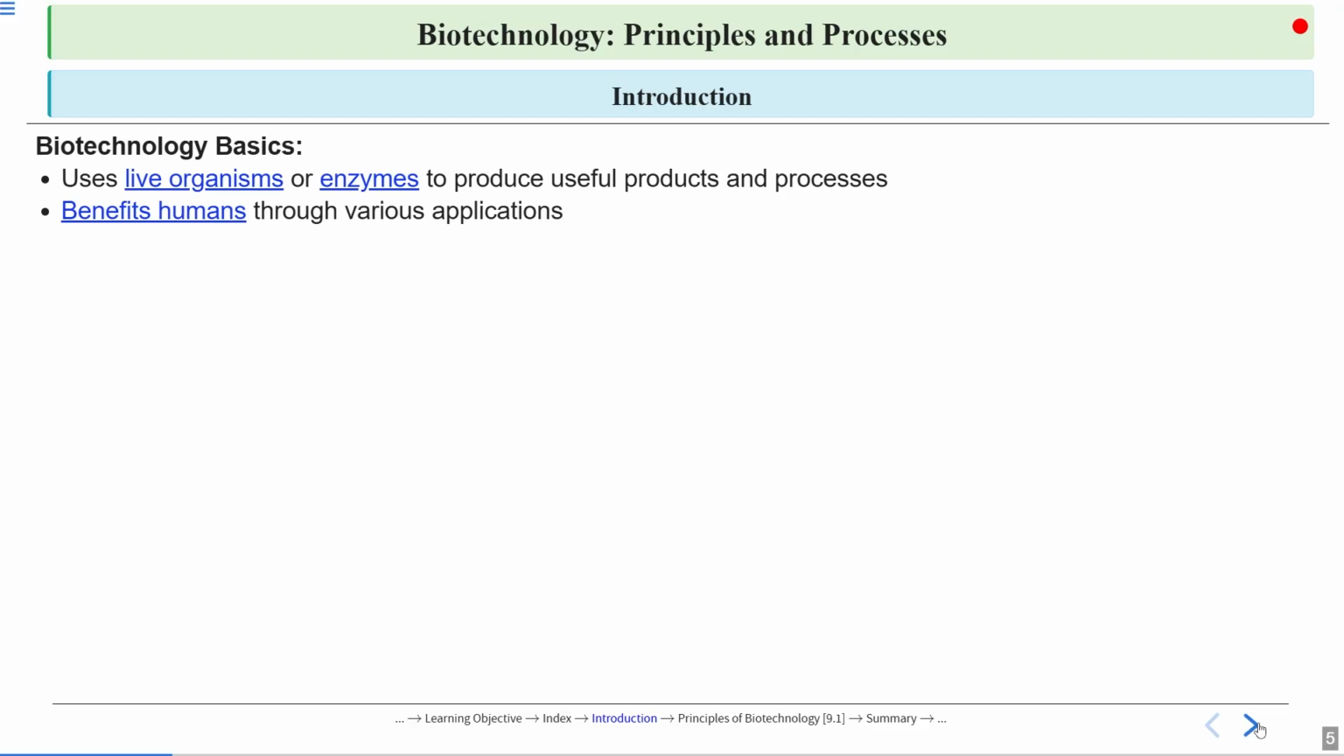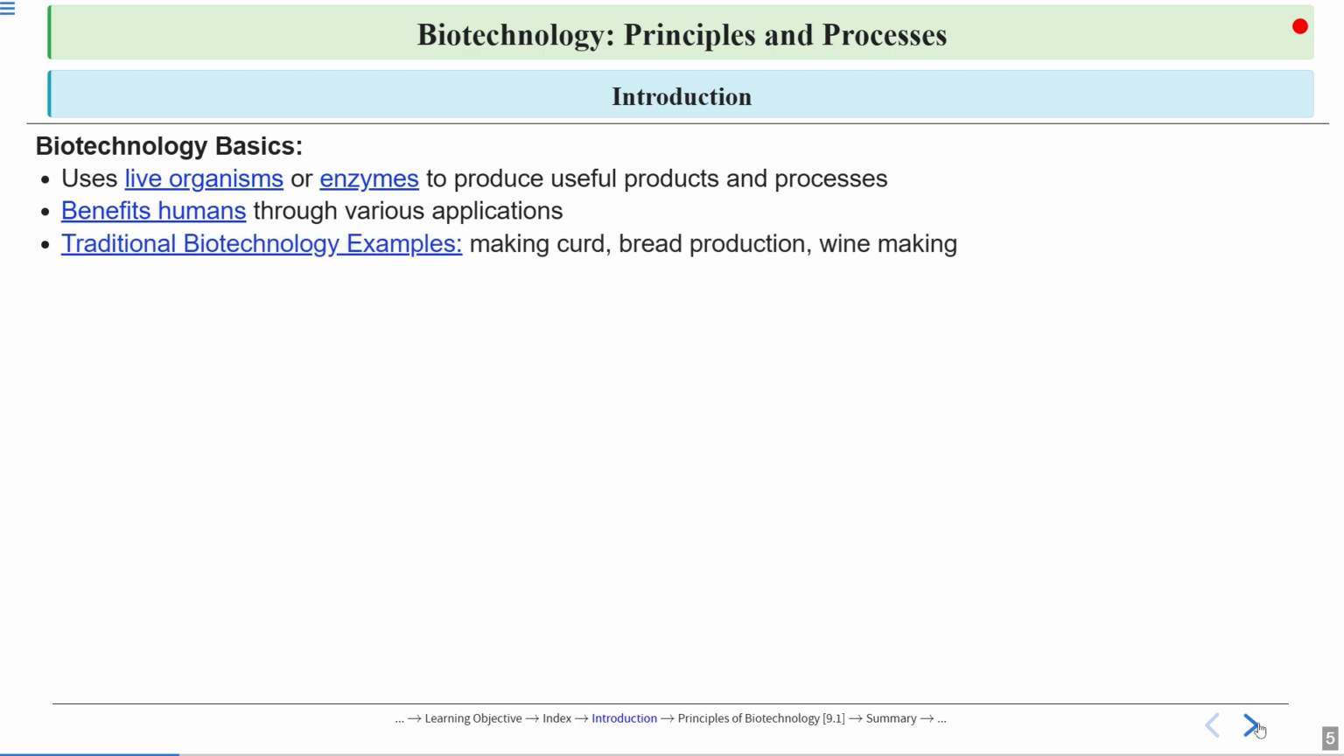Haven't you seen your mother pour a tablespoon of curd into a pot of milk and leave it overnight, and when we see it the next morning, it has become curd? What is it? Yes, it is biotechnology only. Some traditional biotechnology examples are making curd, bread production, and wine making, which usually involve microbe-mediated processes. In making curd, we use Lactobacillus. In bread and wine making, it is basically Saccharomyces.